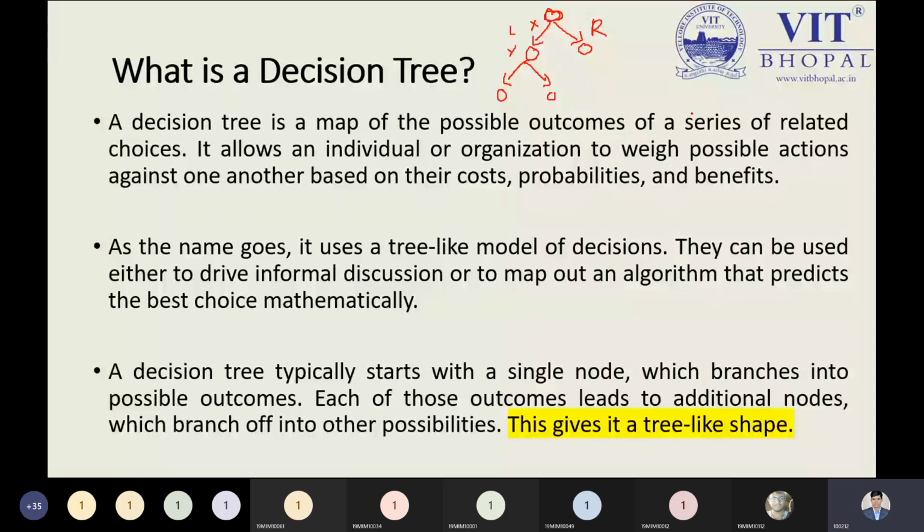Okay. Now, this introductory part about the decision tree, is it clear to all? Yes, tell me. Is the introductory part about the decision tree clear to all? Yes, sir.